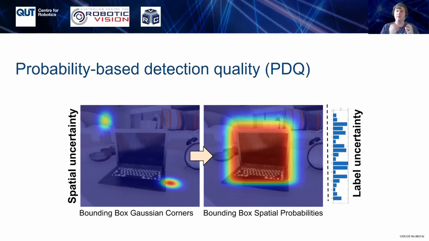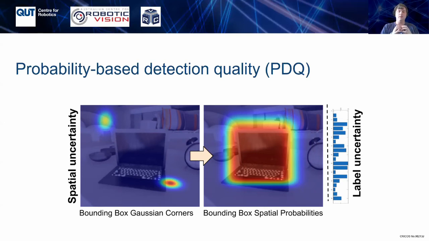And the main difference between this and object detection is that the spatial aspect isn't given by a certain bounding box, but by an uncertain bounding box, a probabilistic bounding box, and label uncertainty is given as a full label probability distribution rather than a single class with a class score. Now, that is not the only difference in PDQ to object detection evaluation measures such as MAP.